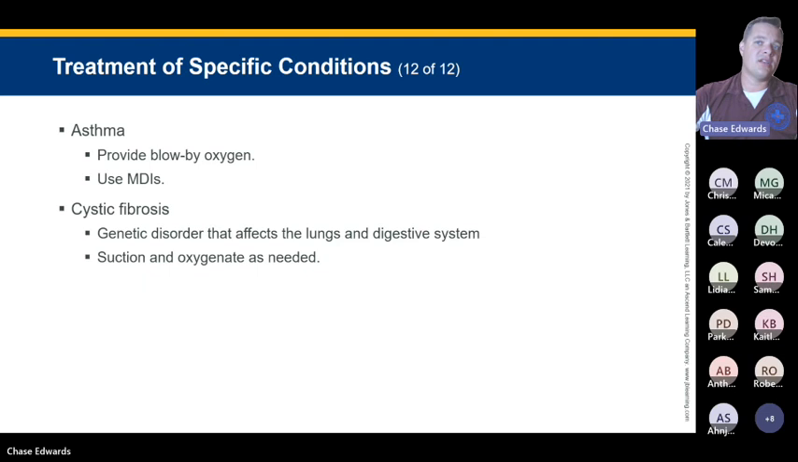So as with any chronic disease, asthma may be life-threatening in an older person. It can actually cause a lot of issues. Cystic fibrosis is a genetic disorder that affects the lungs and digestive system. It predisposes children to repeated lung infections also. The symptoms range from sinus congestion to wheezing and asthma-like complaints. So for those patients, you want to make sure to suction and oxygenate as needed.